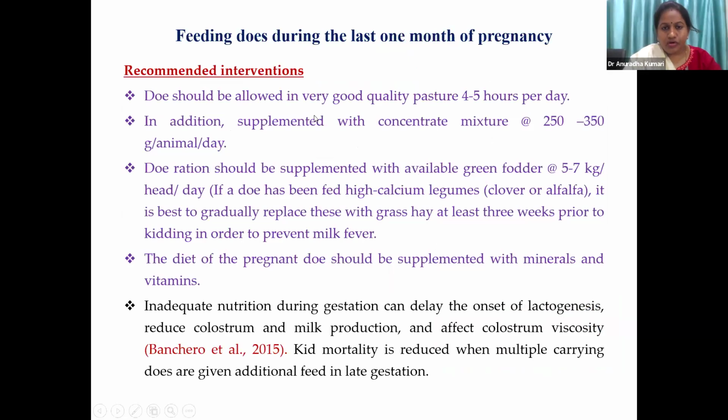The recommended ration for the advanced pregnant animal is that she should be allotted good quality pasture for 4 to 5 hours per day. Along with that, she should be supplemented with a concentrate mixture at the rate of 250 to 350 gram per day. Simultaneously, 5 to 7 kg of available green fodder. If the mother is at that time supplemented with high calcium-rich leguminous matter, that should be replaced with grasses to prevent milk fever during the lactation period. Mother's ration is also supplemented with minerals and vitamins.